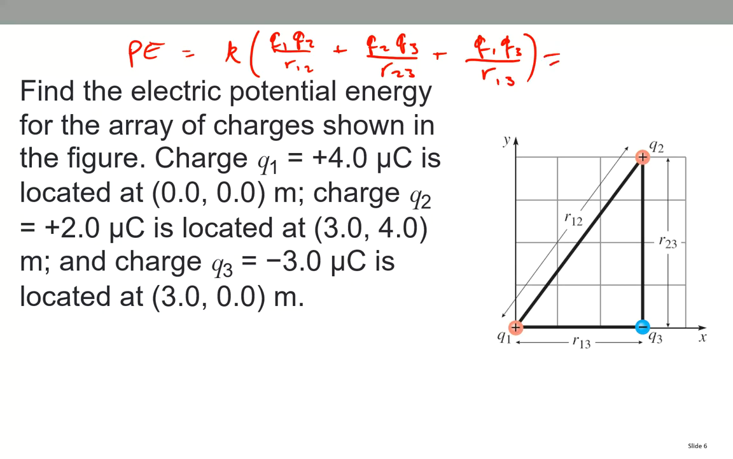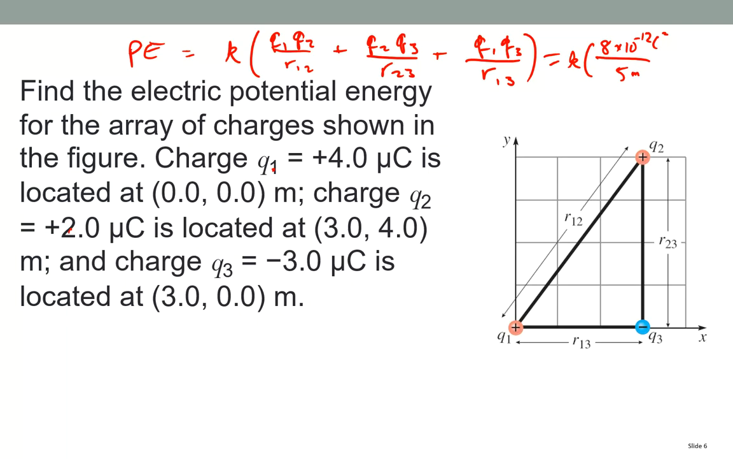And then if you multiply through, Q1 times Q2 is 8. Don't forget that's going to be 10 to the minus 6 times 10 to the minus 6, so times 10 to the minus 12 coulombs squared. And the separation between 1 and 2, I got to make sure what my units are, they're meters, okay, is 5 meters.